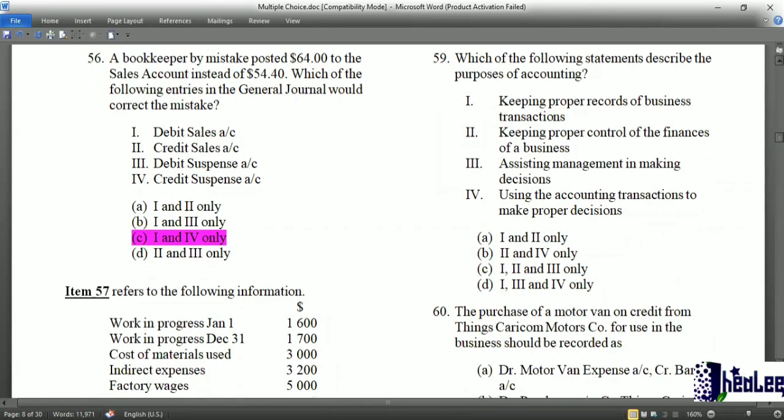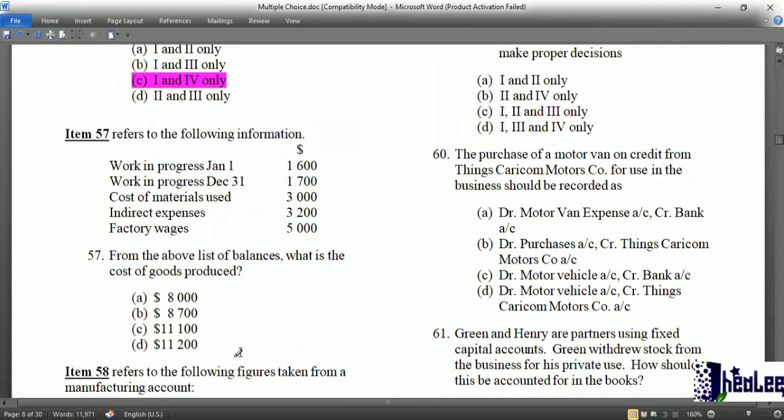Number 57 refers to the following information. Again, this is a manufacturing account question. From the above list of balances, what is the cost of goods produced? In order for you to calculate cost of goods produced, it would be your cost of raw material used, which is 3,000. Add your direct cost, which would be your 5,000 there for the factory wages. Add your indirect costs, which is 3,200, which is the same thing as your factory overhead. Add your opening work in progress less your closing work in progress, and that would give you a result of $11,100 as your response. So that is C.